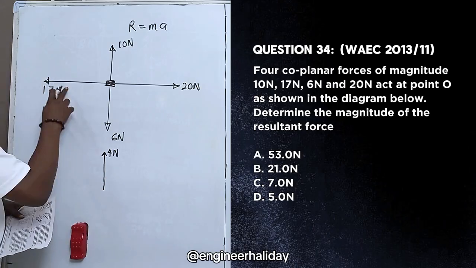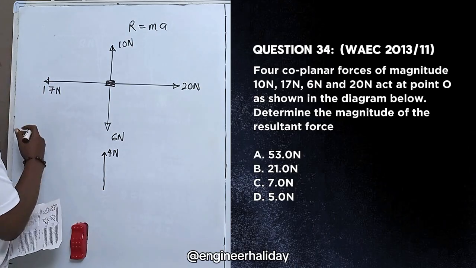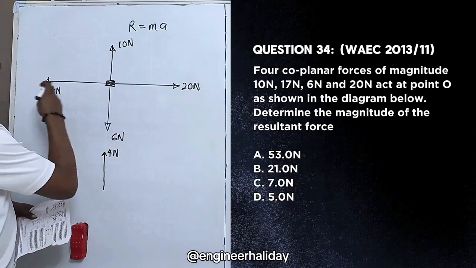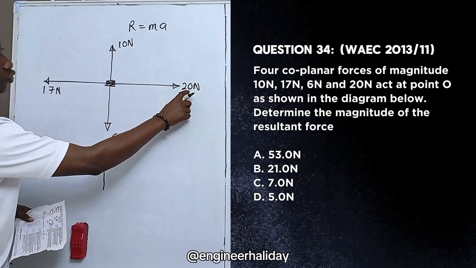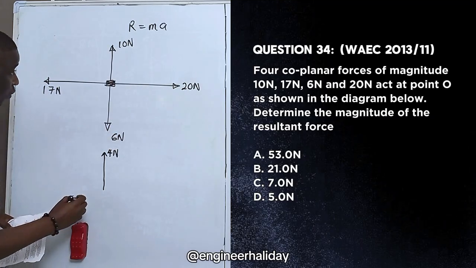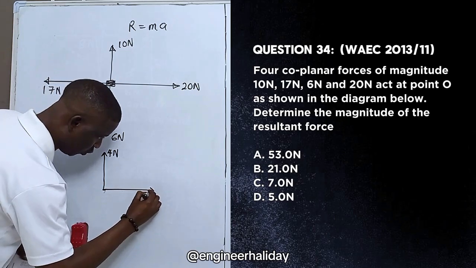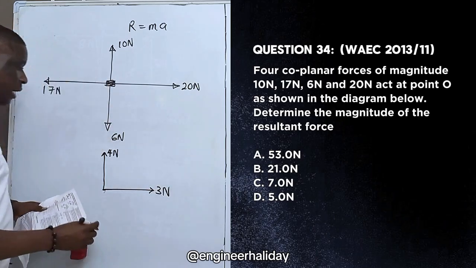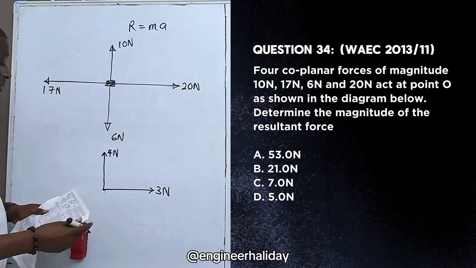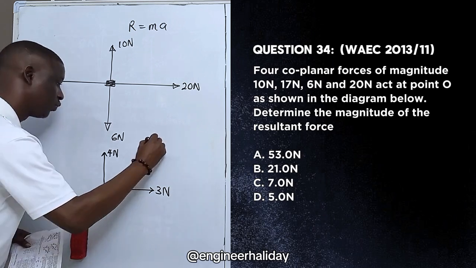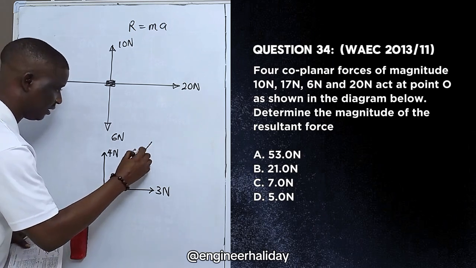That one is clear. Now we have 17 Newton to the left and 20 Newton to the right. You subtract, the bigger one is 20. 20 minus 17 will give us 3 Newton to the right hand side. Now what do we do? To find the resultant according to the question, we draw it. This is the resultant.